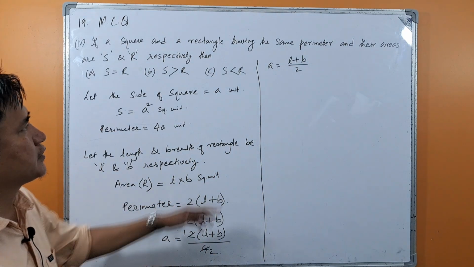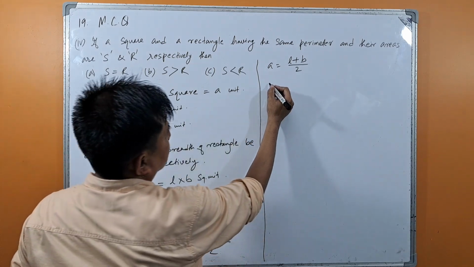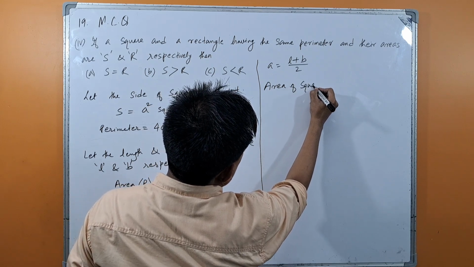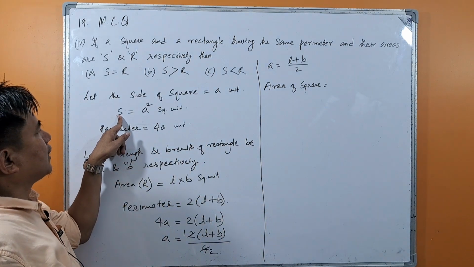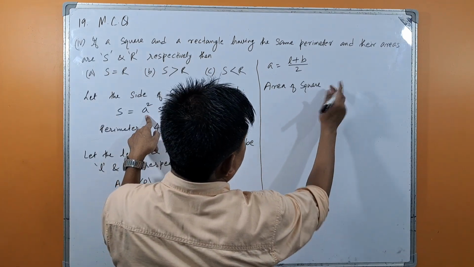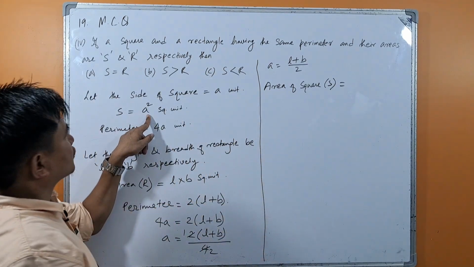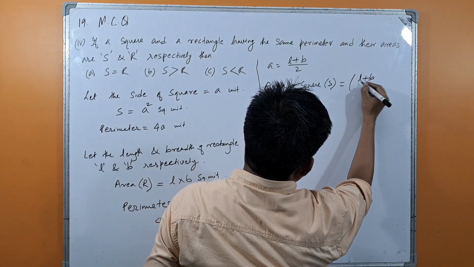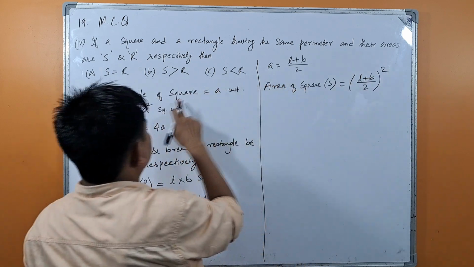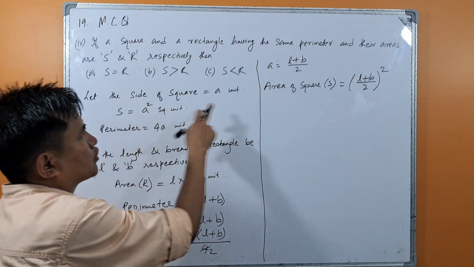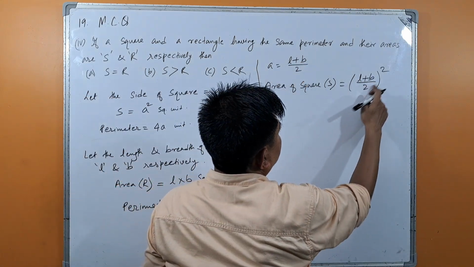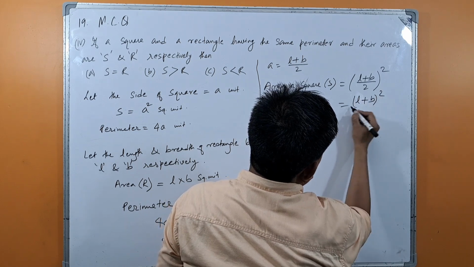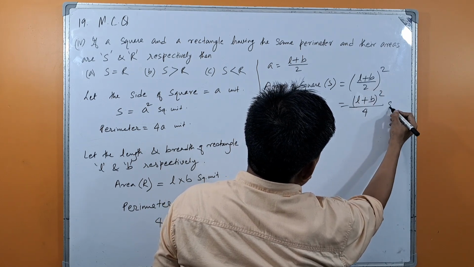So area of the square from this equation: area of the square is S, and S is a square, isn't it? So a is L plus B upon 2. So we can write S equal to L plus B upon 2 squared, which is L plus B whole square divided by the square of 2, that is 4, square unit.